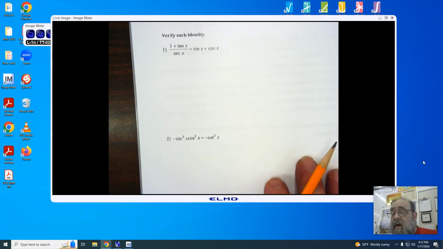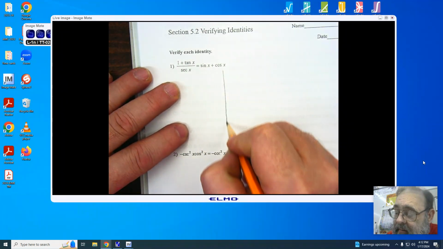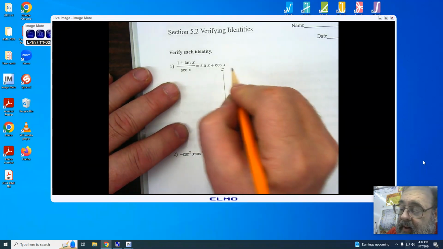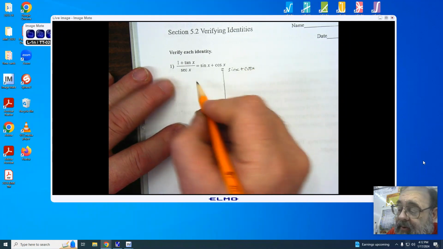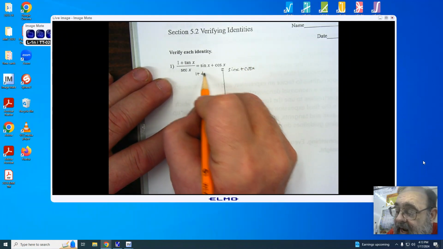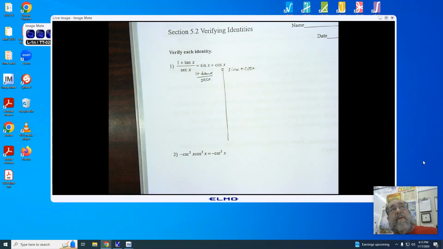Now, the way you want to do verifying identities is generally you're going to divide it into two sides. One side is going to be the sine of x plus the cosine of x. The other side, we're going to have the 1 plus tangent x divided by secant x. Now you'll notice I put that line down the center. This is to remind me that I'm not allowed to use the law of equality. I can substitute with identities, with a direct substitution, and I can factor. I can even multiply things together, but I cannot, under any circumstance, use the law of equality.